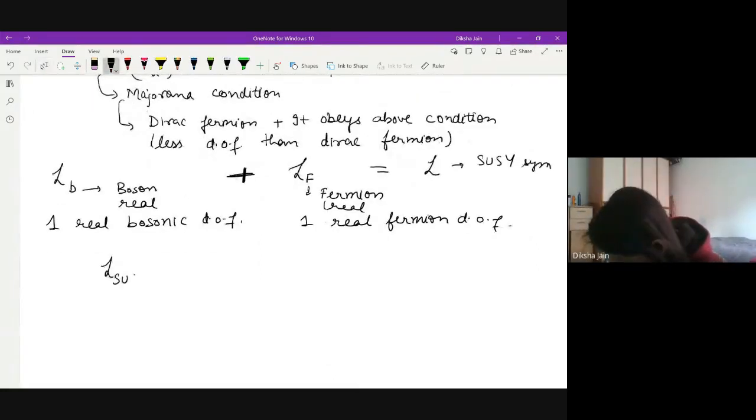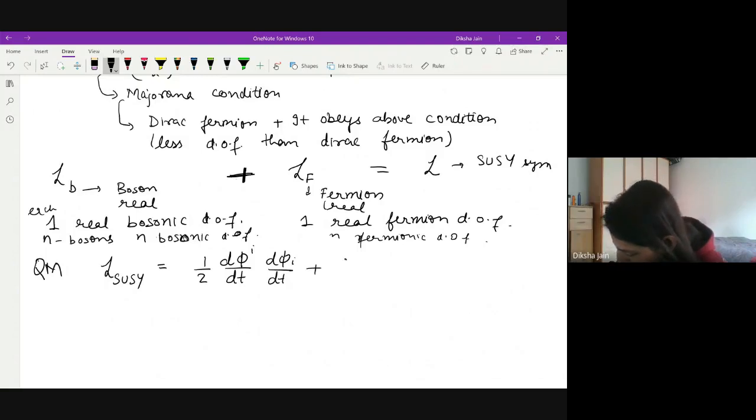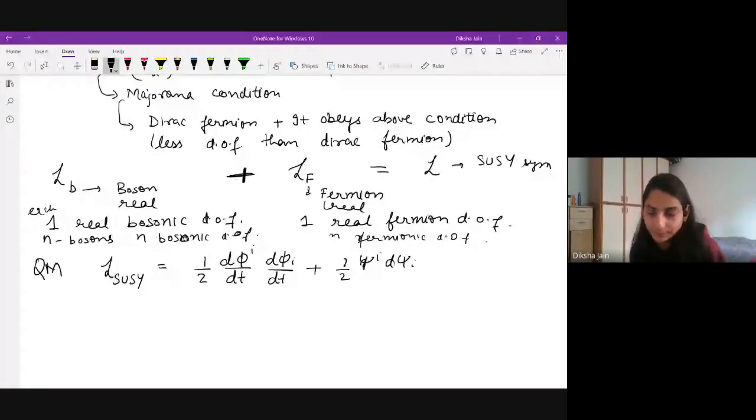So L SUSY in quantum mechanics, what is my supersymmetric Lagrangian now, is half dφ_I/dt dφ_I/dt. Each boson has one real degree of freedom. Since I took n bosons, there are n bosonic degrees of freedom, because I runs from 1 to n. And similarly, I took n fermions, so there are n fermionic degrees of freedom. Plus i/2 ψ_I dψ_I/dt. So this is my supersymmetric Lagrangian.